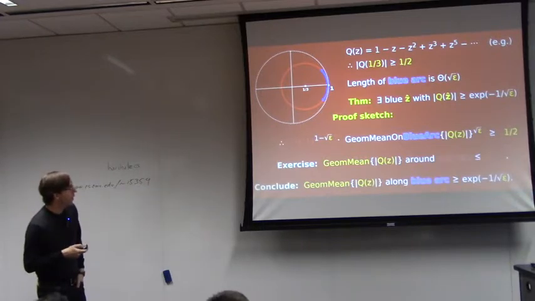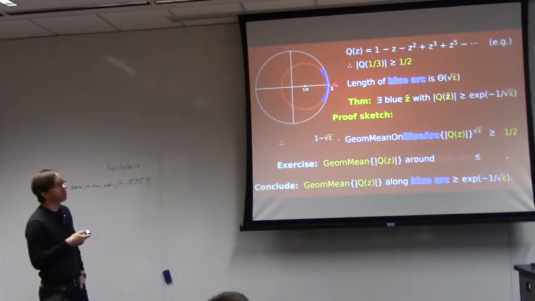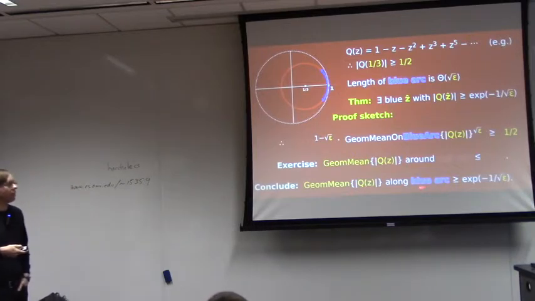Okay, so then we just, I guess that's it. So let's see. This is a constant. We put it to this side. We have some other absolute constant here. Then we raise both sides to the 1 over root epsilon. And we get this lower bound for even the geometric mean of Q's magnitude along the blue arc. Okay, so if the geometric mean is at least this, then there has to be at least one point where it's at least that.